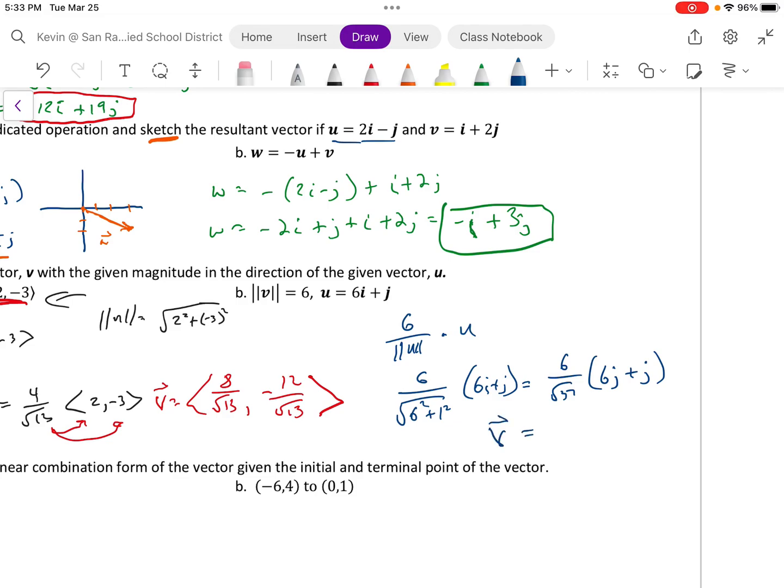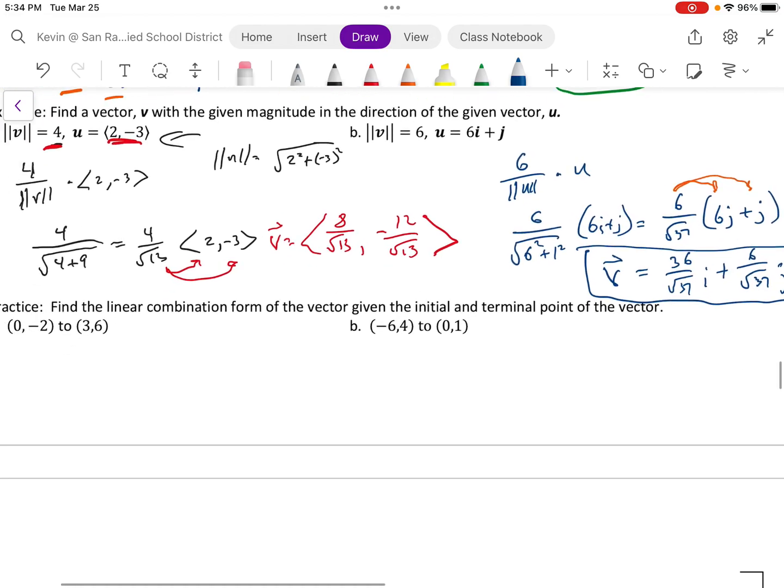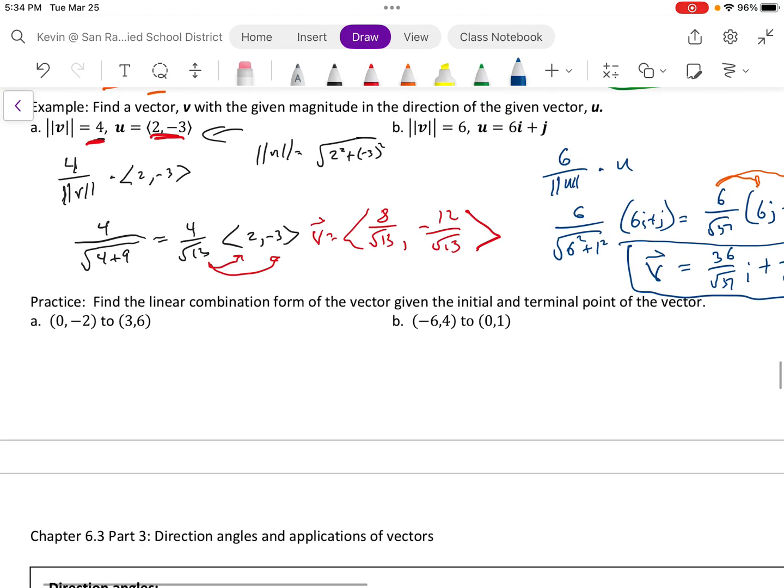So for our vector, we're going to take this scalar, distribute it in, and multiply it into each one of these pieces. So this is going to be 36 over square root of 37 i plus 6 over square root of 37 j. All right, it's basic math. Nothing fancy here.